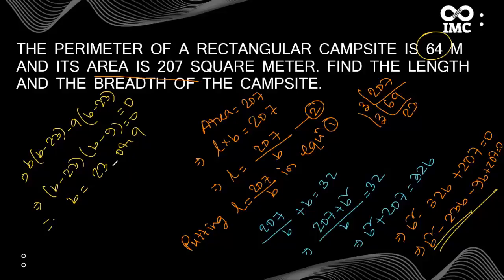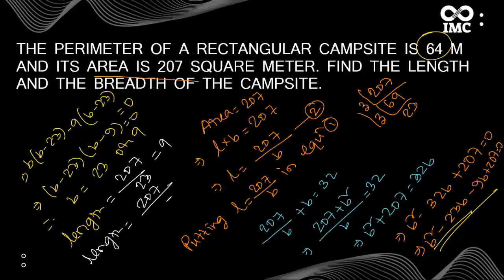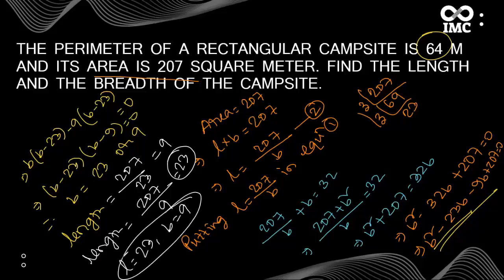So if breadth equal to 23 or 9, then what will be the length? If we input breadth 23, we will get 207 by 23, that will be 9. And if we substitute breadth 9, then length will be 207 divided by 9 equal to 23. So here the best answer is that length equal to 23 and breadth equal to 9. And this is the solution of this problem.